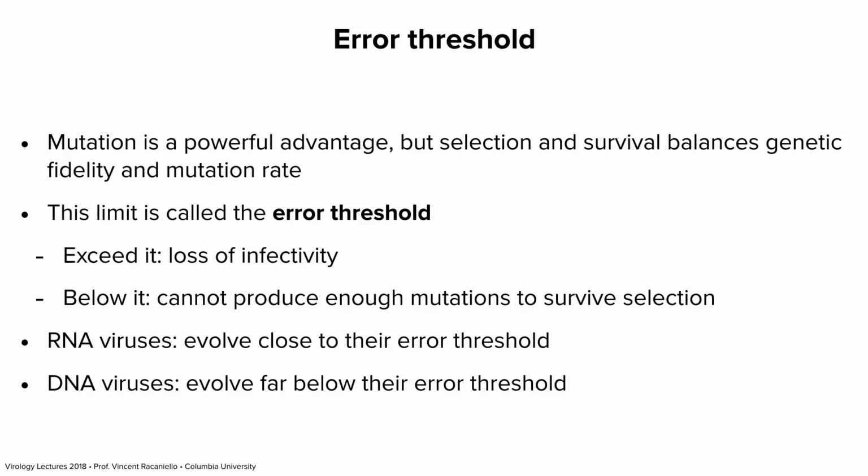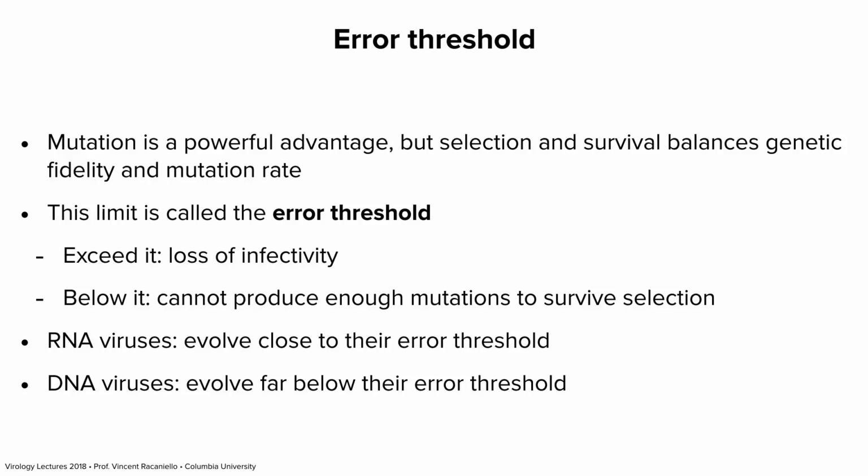Another important concept is that we've been talking so far about how mutation is so great for evolution, but obviously there's got to be an upper limit of mutation, right? Because if you mutate the genome too much, it's going to be non-infectious. That is what I mean when I say error threshold. It's the upper limit of mutation beyond which the virus is no longer infectious. If you go over the error threshold, the genome is no longer infectious.